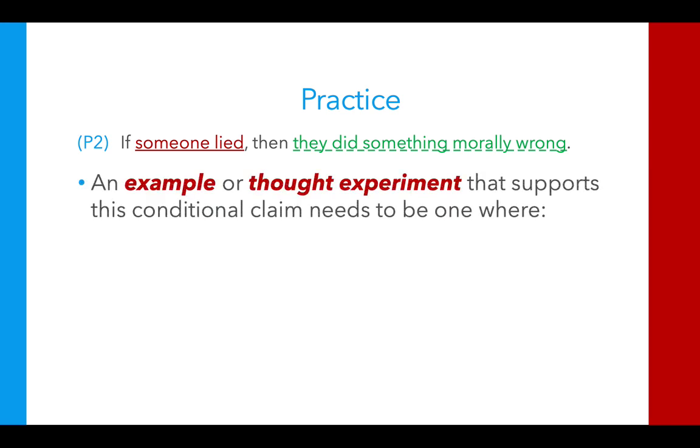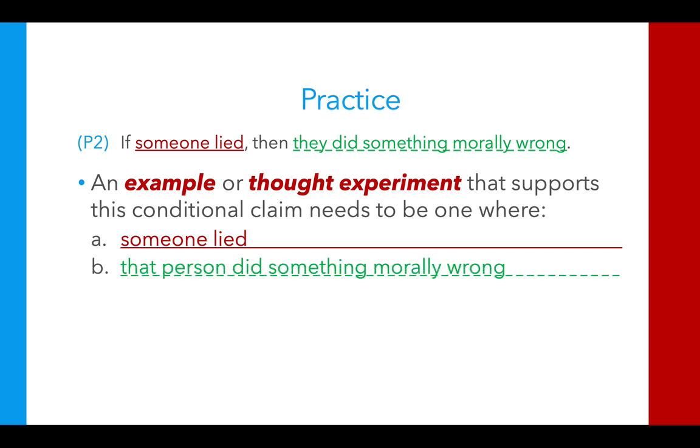Okay, so for this particular example, if I want to give an example or a thought experiment that supports it, it needs to have two things. It needs to make the antecedent true, so it needs to be the case that someone lied. The example or thought experiment has to be an instance where someone lies, and it needs to make the consequent true, so it needs to be a case where that person did something morally wrong. Those are the two features that it needs. Someone has to lie, the antecedent's got to be true, and that person has to have done something wrong. The consequent has to be true.